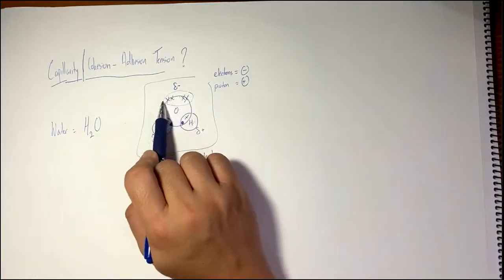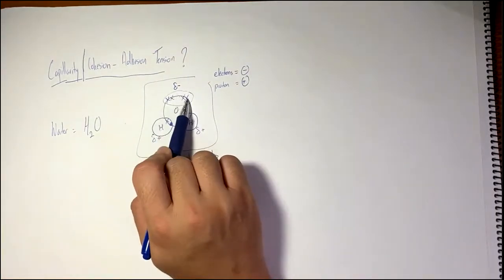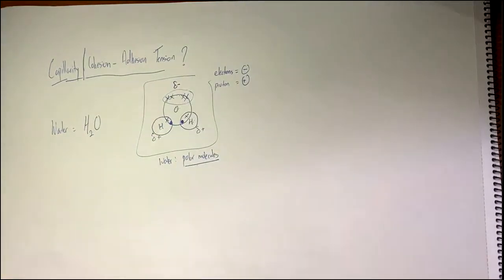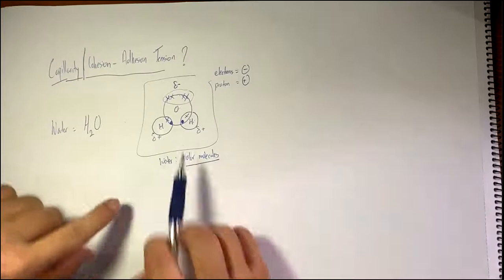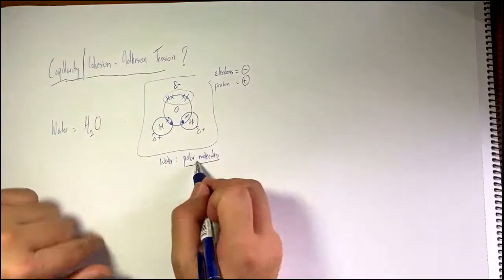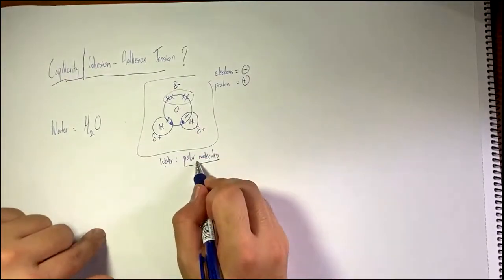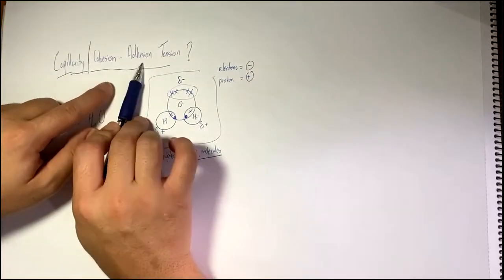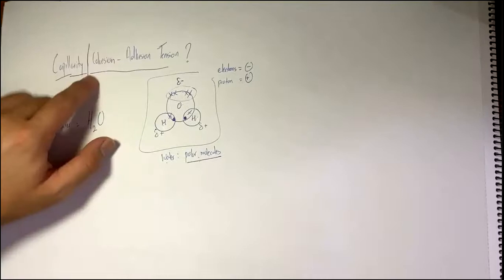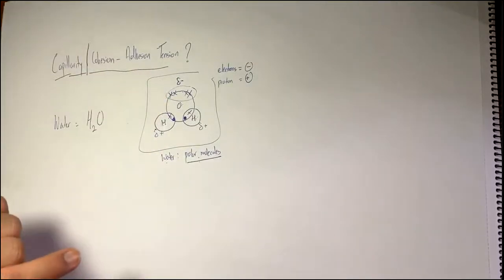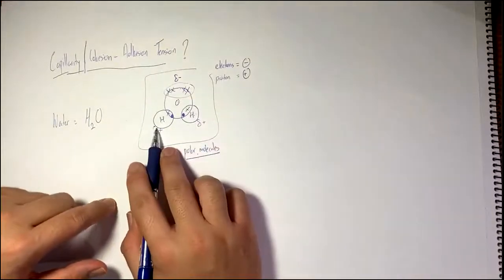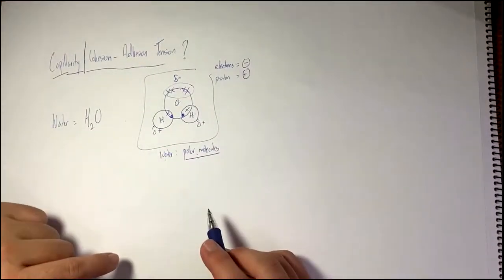And here towards the O, we have a slight negative. Okay, and this is the properties of water. So water is essentially a polar molecule. Now, how does this have to do with cohesion, adhesion, tension theory? Remember, you have these properties and you are trying to transport water.